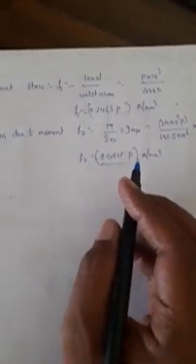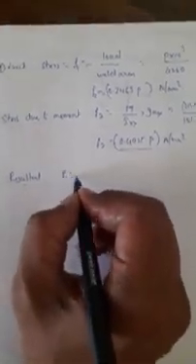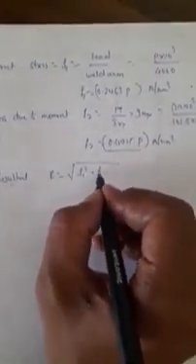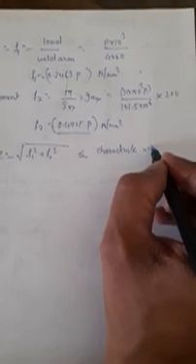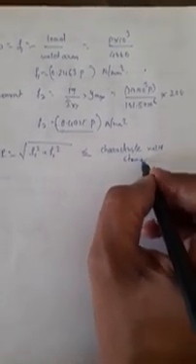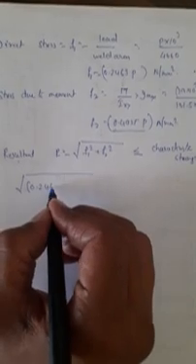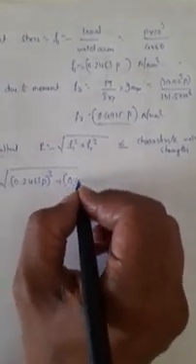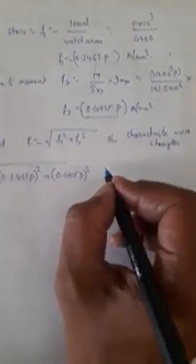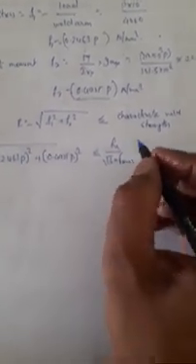Now I am going to equate this to the resultant. So resultant R is equal to root of F1 square plus F2 square, and this should be less than or equal to characteristic weld strength. So let me substitute the values. 0.2463 P bracket square plus 0.4925 P bracket square. This should be less than or equal to Fu by root 3 into gamma mw.